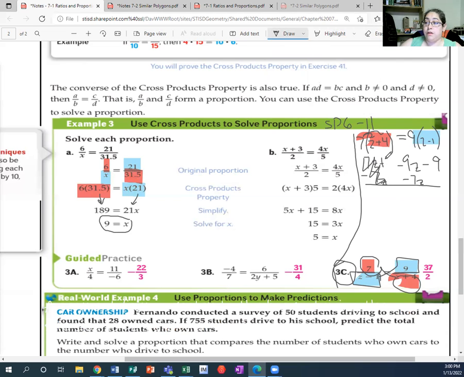I had a fatal flaw. 7 times 4 is not 4. 7 times 4 is 28.